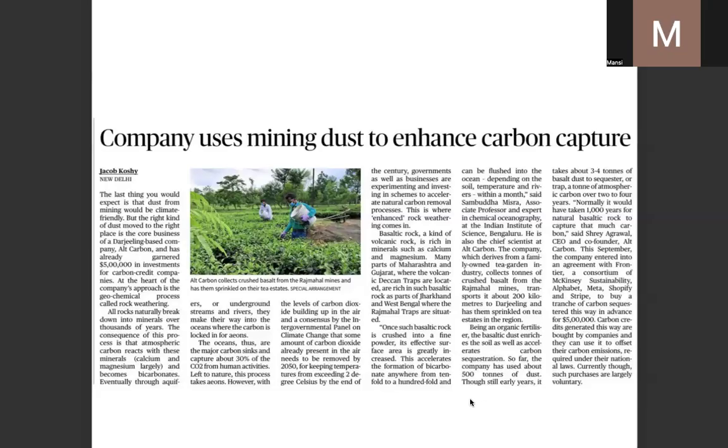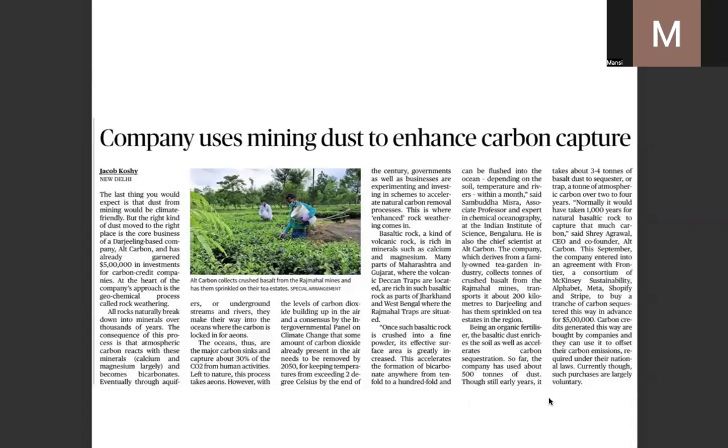It acts like an organic fertilizer. This basaltic dust enriches the soil as well as accelerates the carbon sequestration or the carbon capture. So this would be helpful in meeting our carbon neutrality goal by 2070.